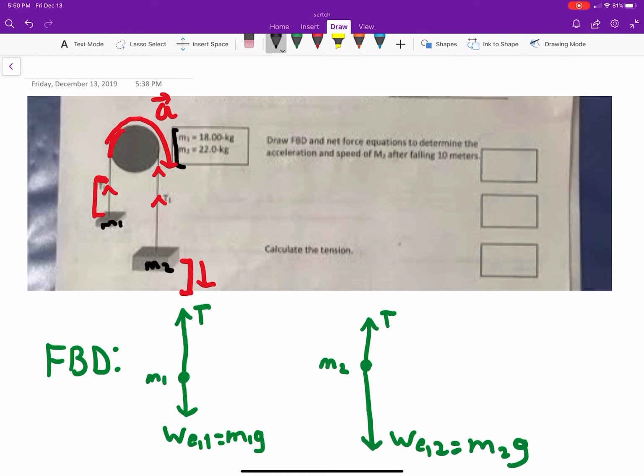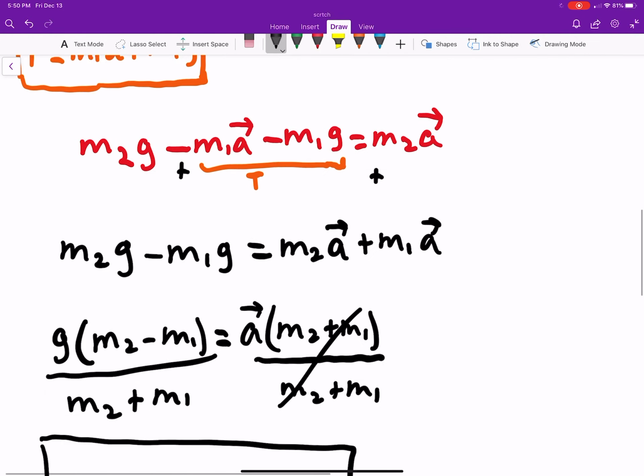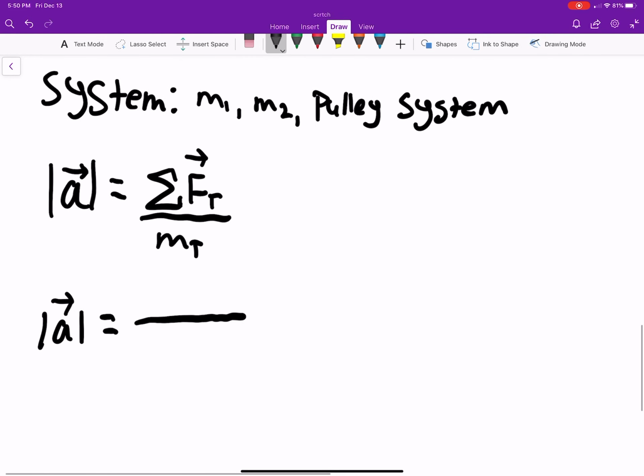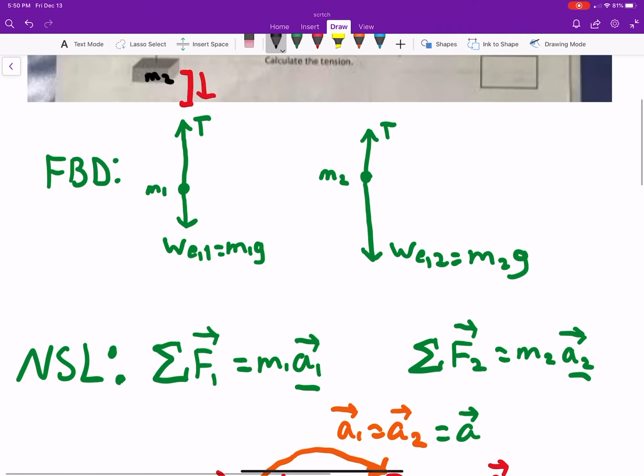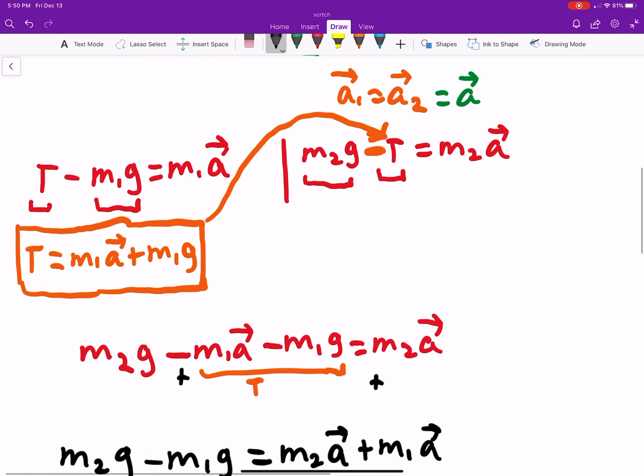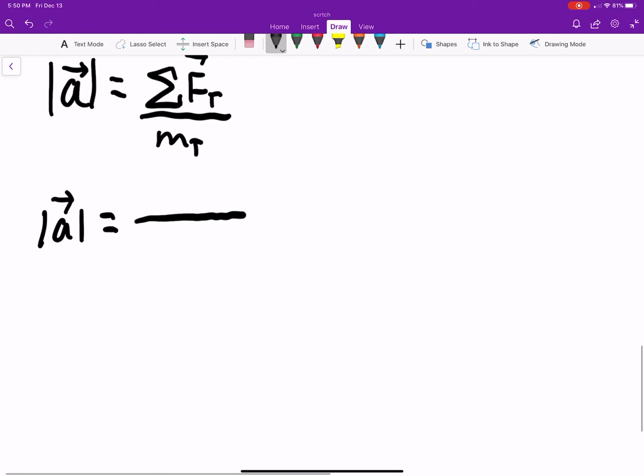Well, it's pretty much the exact same process as before. We say what forces are acting on block 1, and if you remember, we said minus m1g. Same process. Minus m1g. We said there was a force due to gravity on the second block, so plus m2g. That's positive because of the direction.